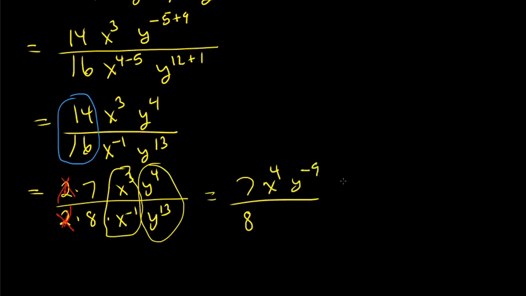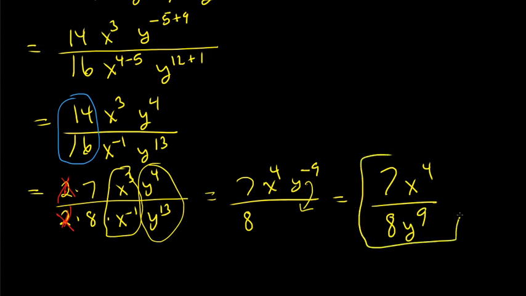But remember, no negative exponents. To make it a positive 9, we'll bring it downstairs. So 7x to the 4 over 8y to the 9. Right. And that was part I. Now part II.